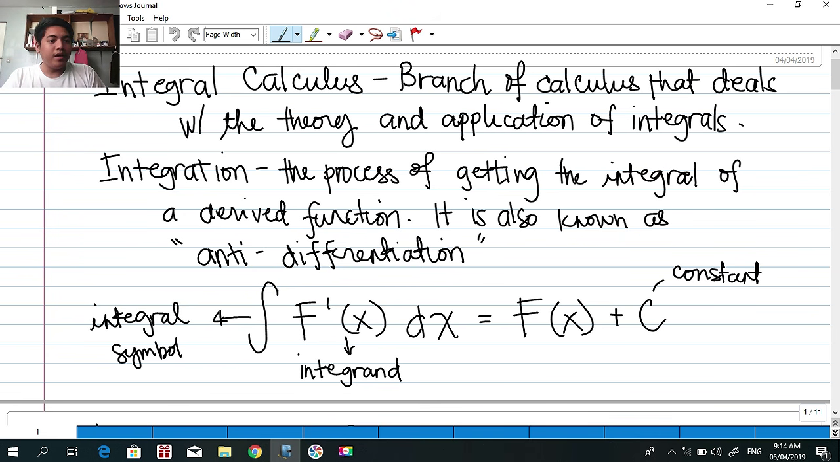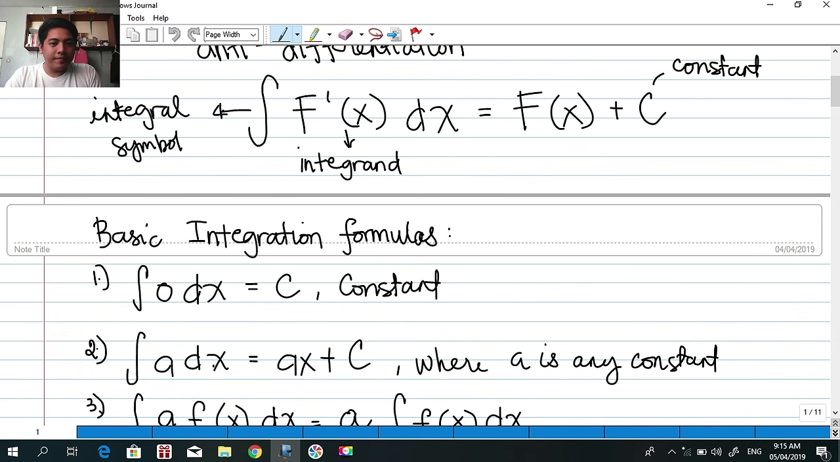So in other words, integration is the opposite of differentiation. In differentiation, you're given a certain function, then you're going to get the derivative of that. That should be f prime of x, for example, or y prime. Now, when we do integration, we're getting back to the original function. Our goal is to get back to the original function.